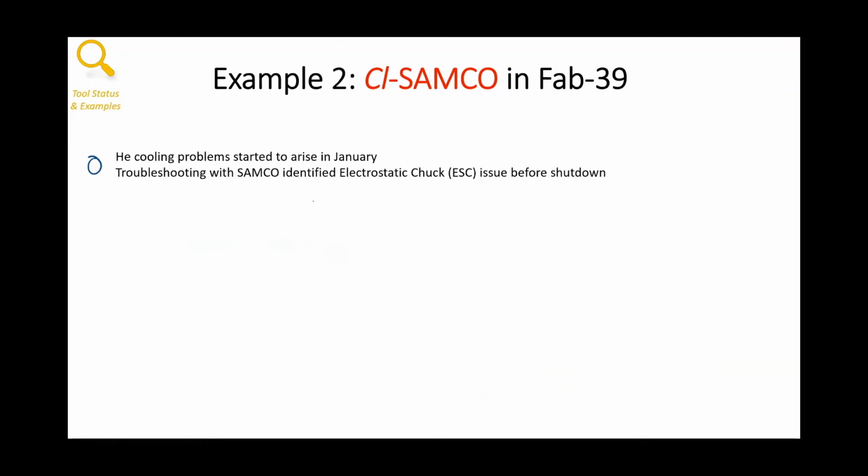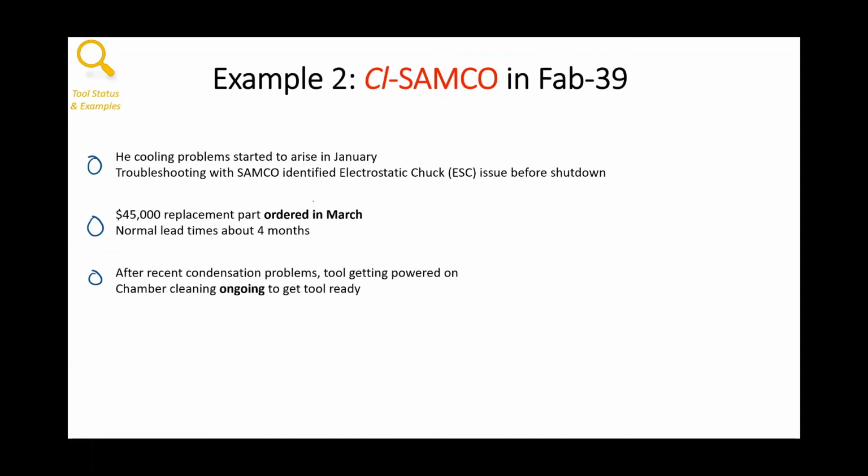An example of that is the chlorine Samco. What happened there, the heating cooling problem started in January. We were troubleshooting with Samco and identified the electrostatic chuck right before the shutdown. That order, a $45,000 part, was placed in March. Normal lead time is about 4 months. So, we got lucky that it broke before the shutdown because we were able to get the part ordered.